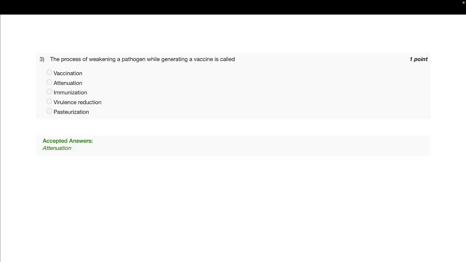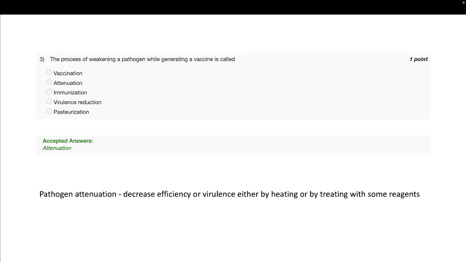So yeah, you were correct. The right answer is attenuation. So pathogen attenuation is a process where we decrease the efficiency or virulence of the pathogen by either heating it or by treating it with some chemical reagents. This is done in live attenuated vaccines where we want to reduce the virulence of the organism and then administer it as a vaccine. Is this clear? If yes, then I'll move on towards the next question.